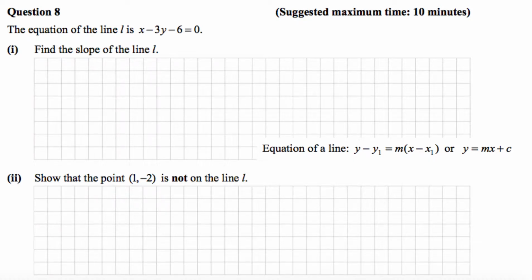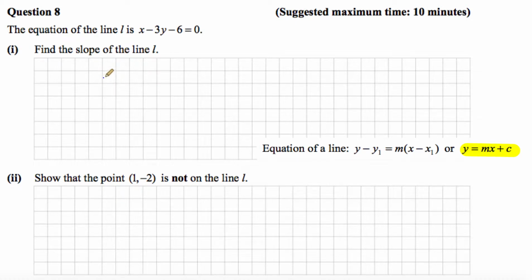So this is the 2014 Junior Cert Higher Level Paper 2, and we're looking at question number 8. The equation of the line L is x minus 3y minus 6 equals 0. Find the slope of the line L. Okay, so if we're trying to find the slope, one way we can do that is by using this formula here from our tables book. If we can rearrange this equation into this kind of shape, well then the m, which will be the number in front of x, will be the slope.